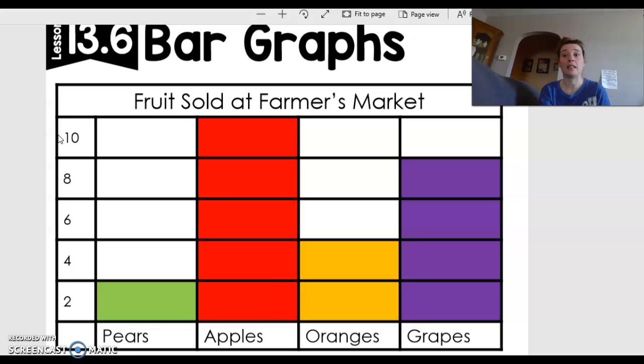Think about the key that we had to pay attention to when we were doing the picture graphs and how important it was. It's just as important to pay attention to the scale over here and what they're counting by so that you accurately read the information in the data. Okay, so I'm going to ask you a couple questions. As I'm asking you the questions, I want you to pause the video and think about the answer. My first question is, how many apples were sold at the farmer's market? Pause the video.